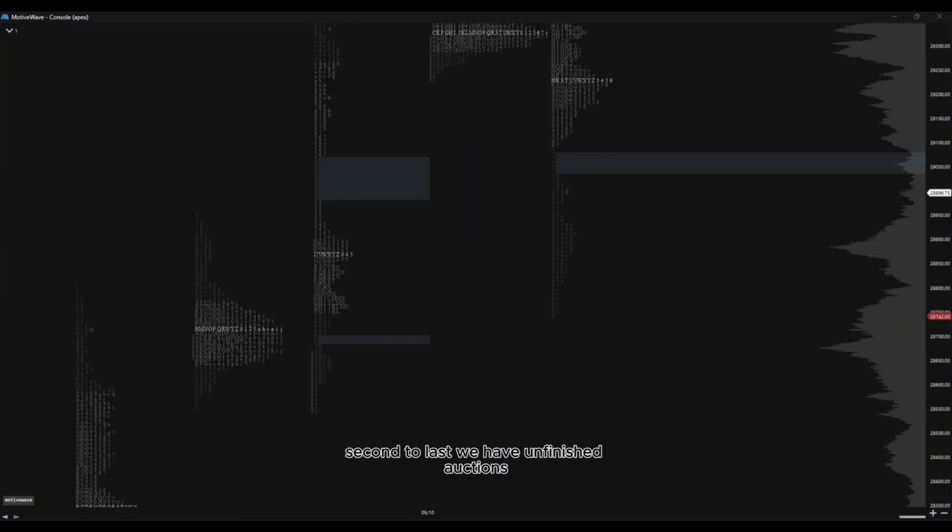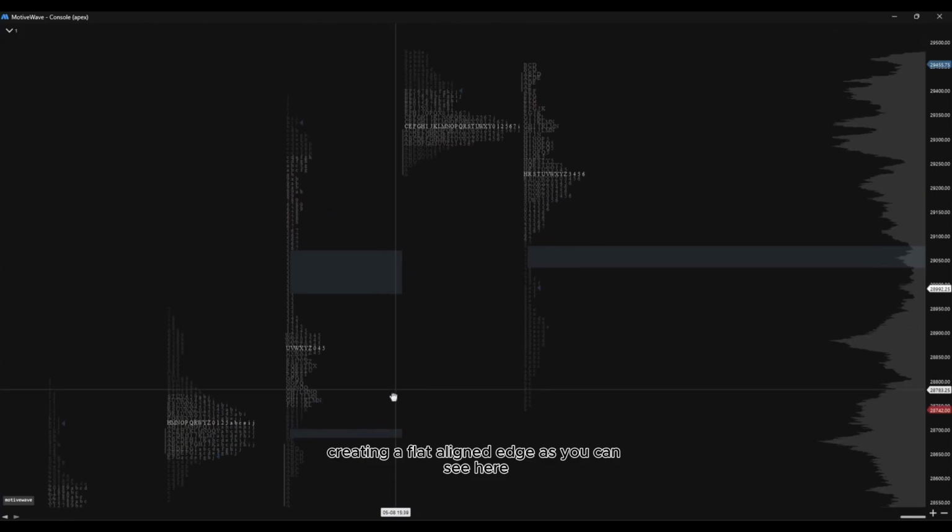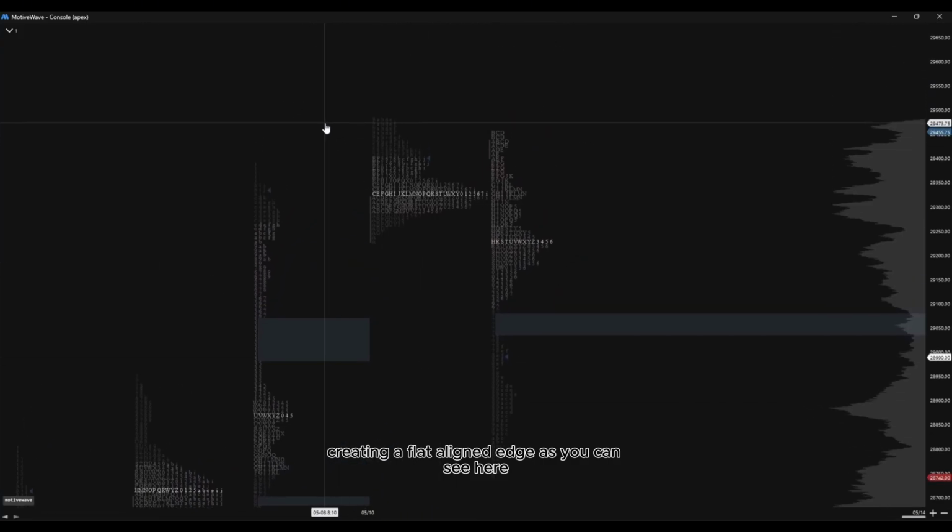Second to last, we have unfinished auctions. An unfinished auction is when two or more TPO periods reach the exact same price at the extreme of the profile, creating a flat aligned edge, as you can see here. Also here. This structure indicates that the market tested a level multiple times across different periods but failed to break through because the auction was left incomplete. Price has a tendency to return to these levels. The market left unresolved business at that price, and when conditions allow, it will often retrace to sweep through the level and finish what it started.